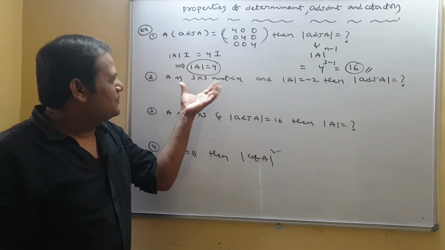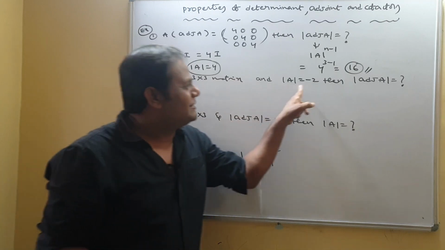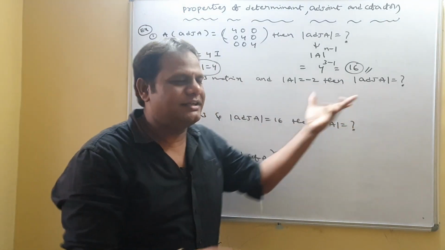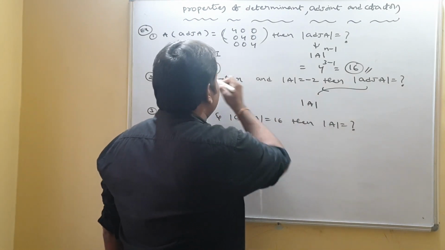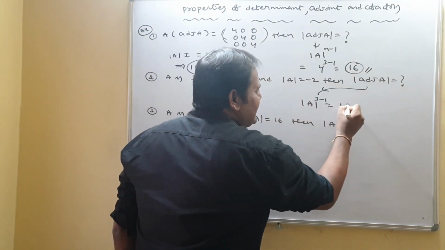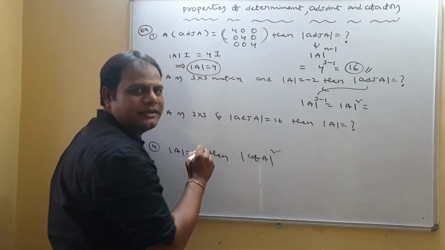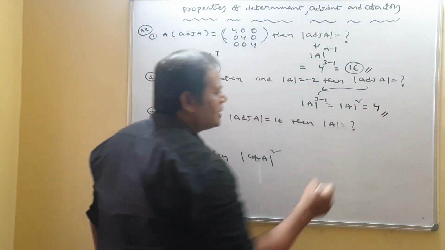Coming to this problem, A is a 3 by 3 matrix. Det A is given. What is asked? Det adjoint A. What is det adjoint A? Det A power n minus 1, 3 minus 1. Is it det A whole squared? What is det A? Minus 2. What is that? We got 4.